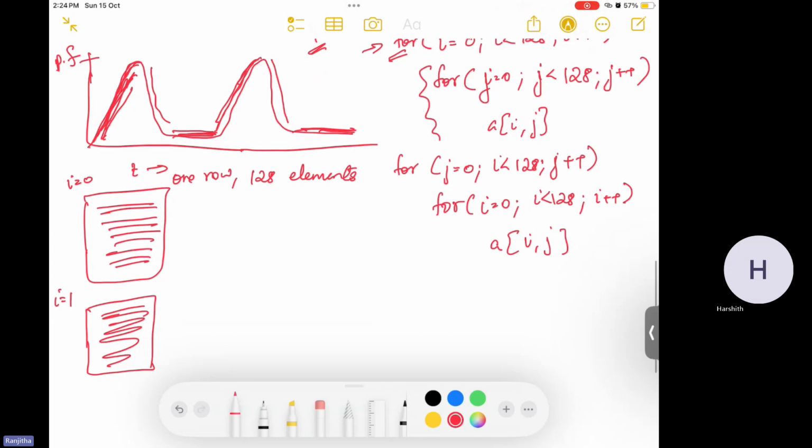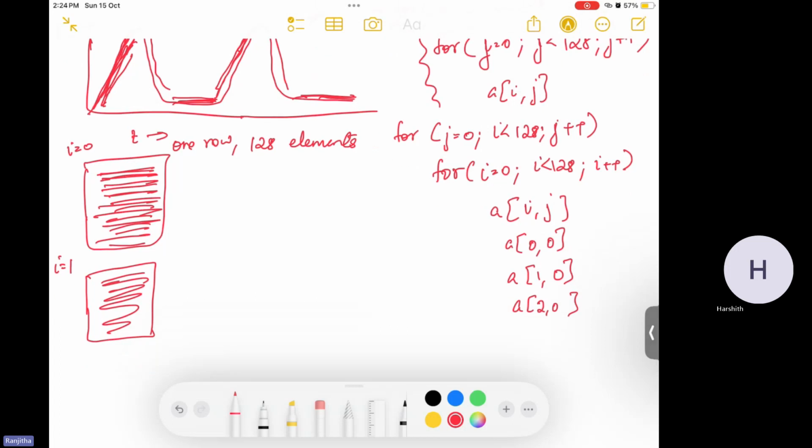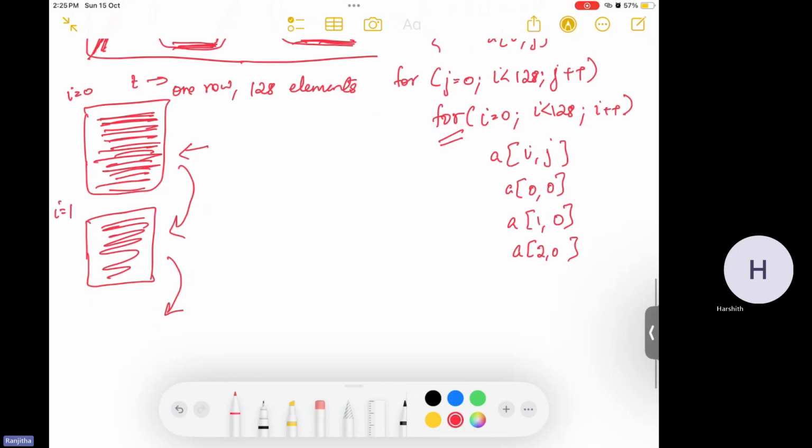Whereas in the second scenario, we still have i equal to 0 and all the 128 entries added here. But how are we accessing? First, we access A[0][0]. Then we access A[1][0]. Then A[2][0]. So with every iteration of this inner for loop, we go to the next page.